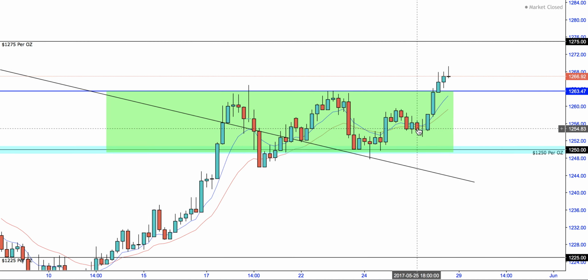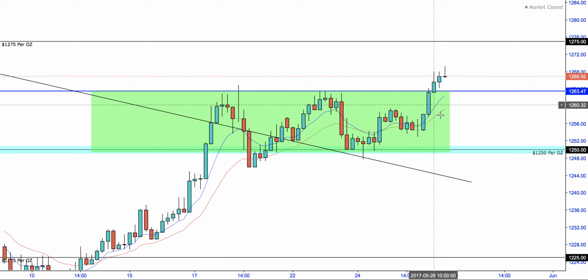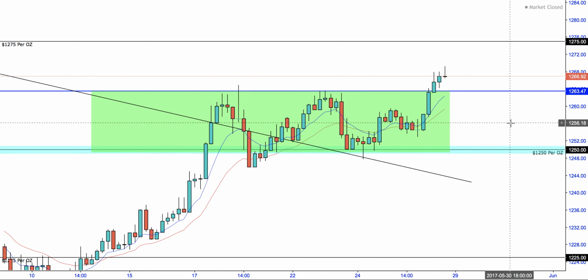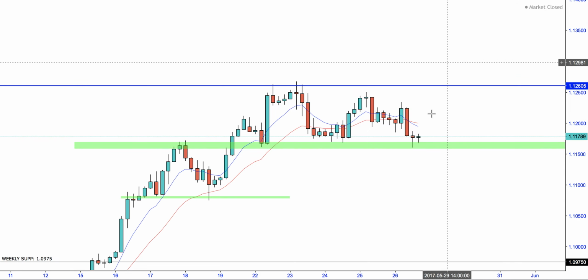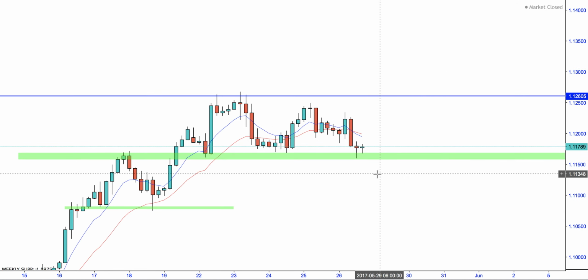So I've looked at the weekly, I've looked at the daily, coming into the 4-hour consolidation, we've had the crossover to the upside, and that's that. So that's gold, that's euro. So we're looking at crossover on the euro, buys to the upside.